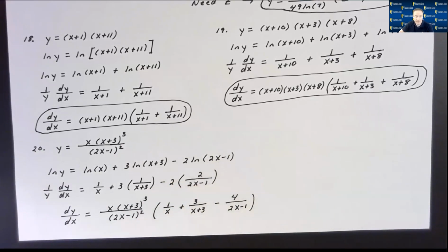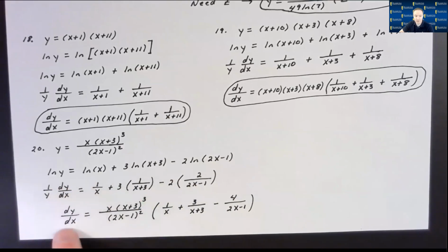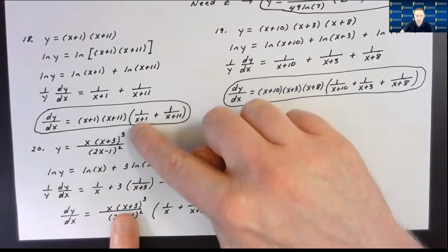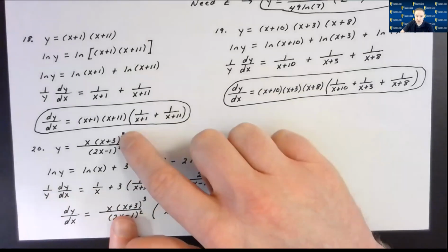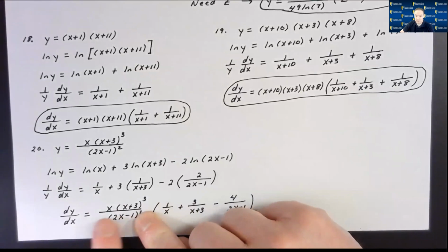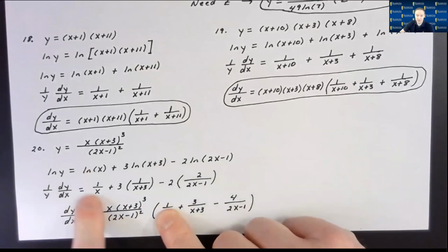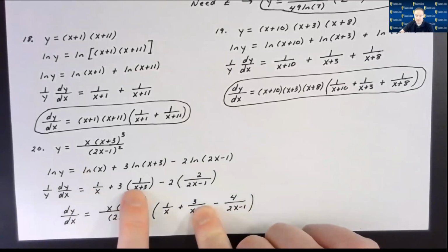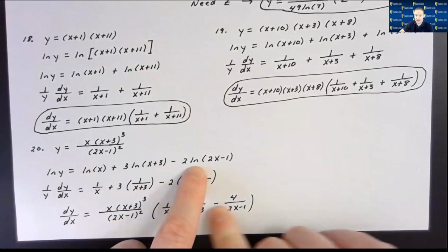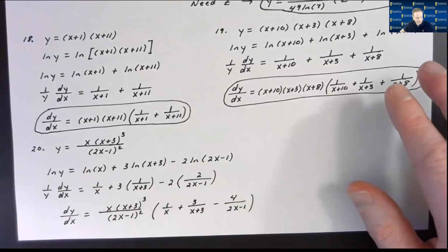Now, when I simplify this, I can say, well, dy/dx, I would have to multiply by y on both sides. I know y is just the original expression. The original expression will always be a factor in your answer when you use logarithmic differentiation. So dy/dx is equal to the original equation times 1 over x plus 3 over x plus 3. Then I'll have minus 4 over 2x minus 1. Final answer there. A few more problems here.